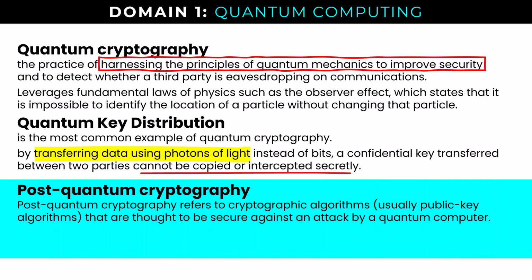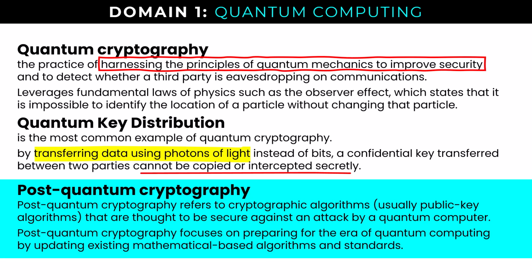Now, post-quantum cryptography is something else altogether. Post-quantum cryptography refers to cryptographic algorithms, usually public key algorithms, that are thought to be secure against an attack by a quantum computer. Now, post-quantum cryptography focuses on preparing for the era of quantum computing by updating existing mathematical-based algorithms and standards.